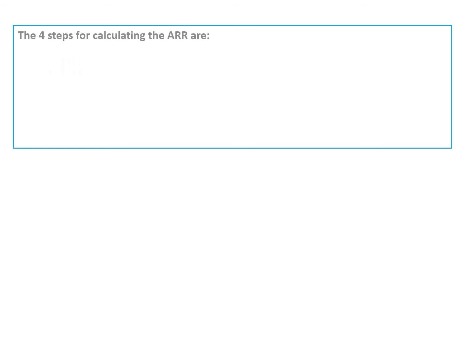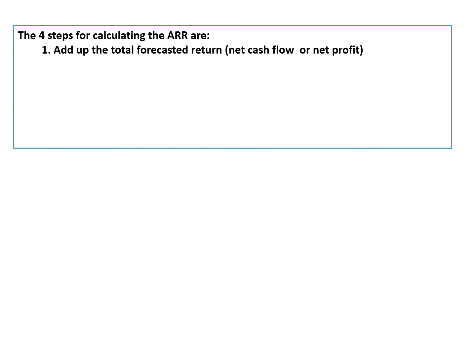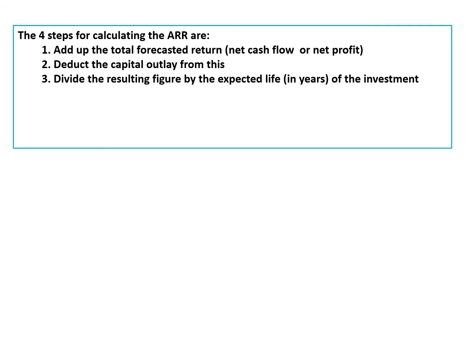What are the steps that we need to go through to be able to do this? Well, there are 4 steps we need to use. The first step is to add up the total forecasted return, so that's the net cash flow or the net profit. The second step is to take away the initial capital outlay. The third step is to divide the resulting figure by the expected life in years of the investment.